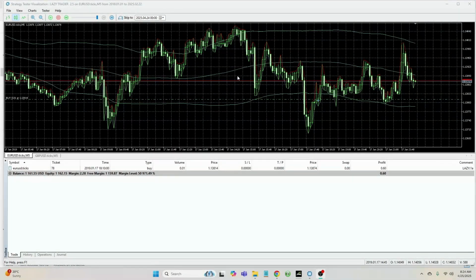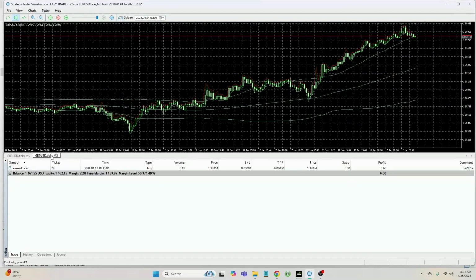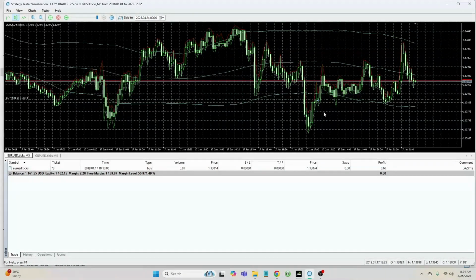If the Euro USD is 25 bars under the SMA 100, and if the British Pound USD is 25 candles above the SMA 100, we're going to open a trade. And we're going to open it only on the first symbol, which is the Euro USD, in the direction of the mean reversion of the SMA 100.